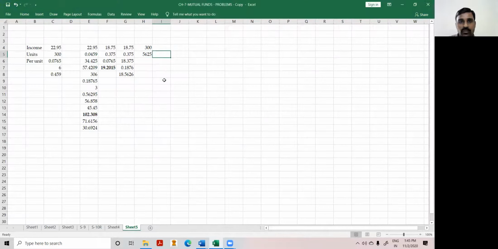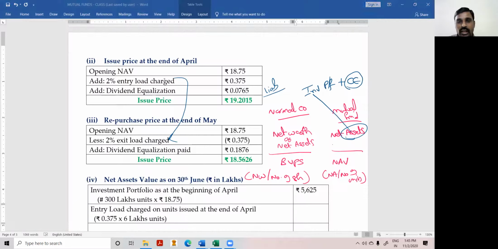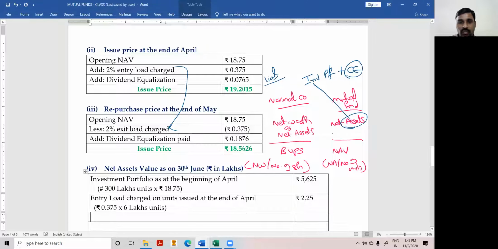Okay. Therefore, take that point. Per unit, how much have we charged? 0.375 into 6 lakhs units we have issued. 2.25 lakhs will be this point. 2.25 lakhs is the entry load charge on units issued at the end of April.